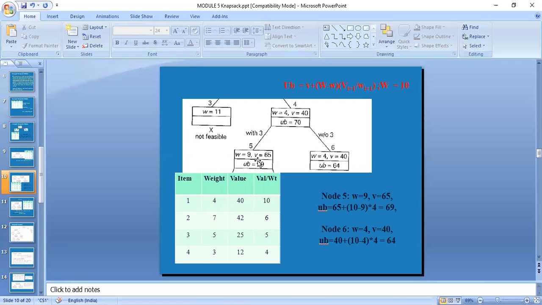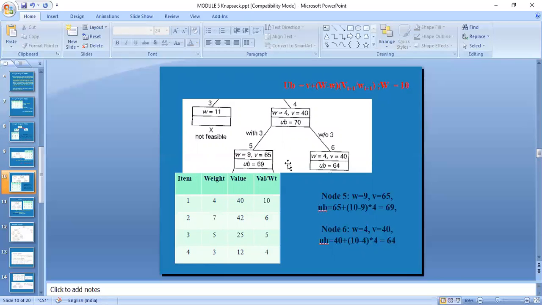When you say with item 3, you are including the third item. The third item, already in our knapsack the weight is 4. Third item is having a weight as 5. So 4 plus 5, it is 9. Now, already you have a value as 40. The third item's value is 25. So 40 plus 25, it is 65.